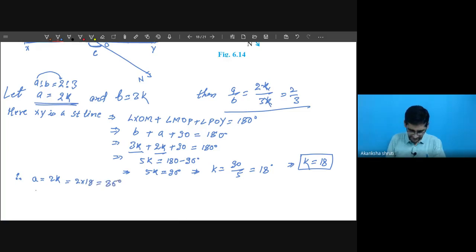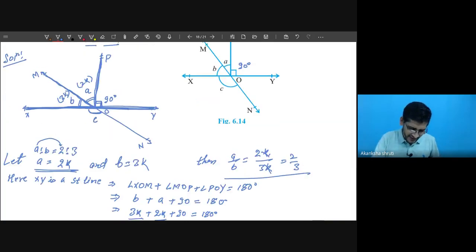Very good. And what is B? It is our 3K. So 3 has to be multiplied with 18. It is 54 degrees. Student, this way we have calculated A as 36 degrees and B as 54 degrees. I'm just writing in this figure. After calculating, first A is considered in terms of K, then K is calculated, then the exact value is calculated. Now student, we need to calculate C. How can this C be calculated?